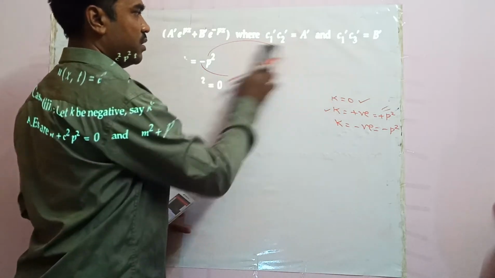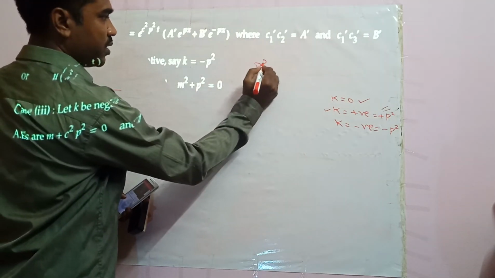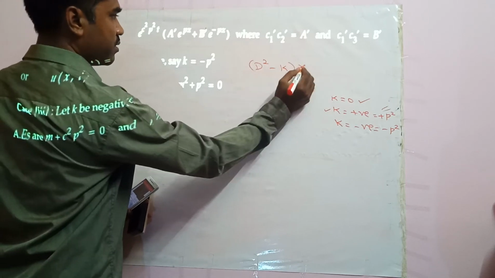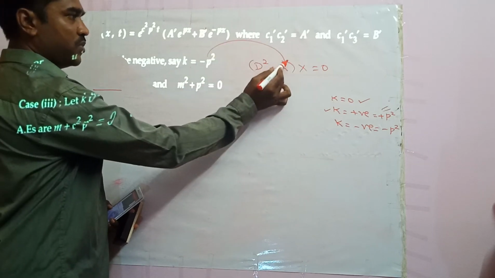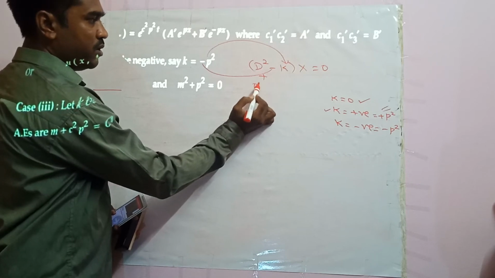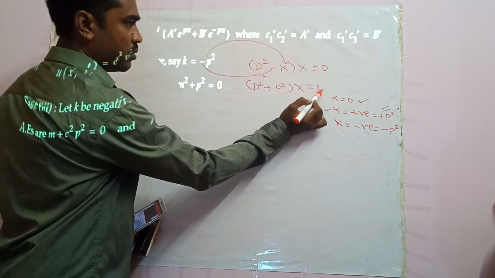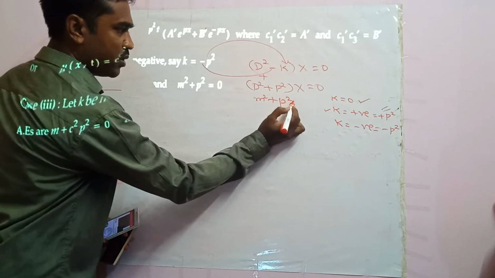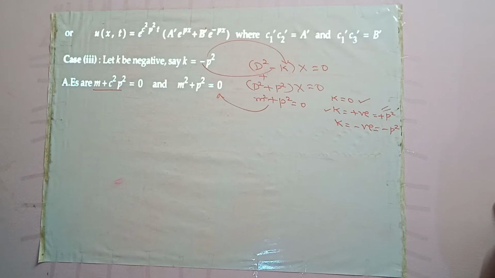And similarly, if you replace in the other equation as well, that is d square minus k into x is equal to 0, in this, if you replace minus p square here, minus into minus plus, what you get is d square plus p square into x is equal to 0. So your auxiliary equation will be m square plus p square is equal to 0, which is what we have written here, right?